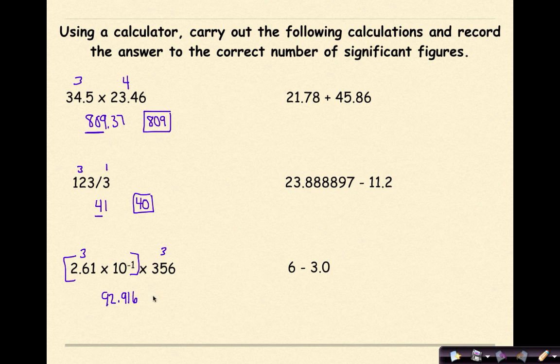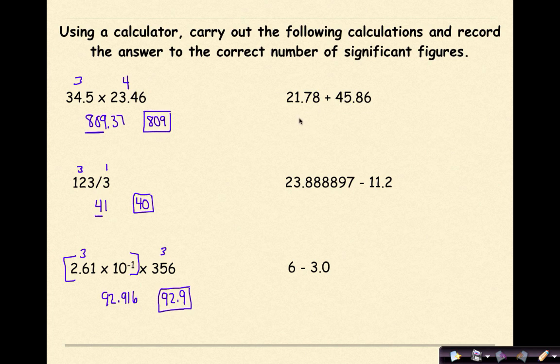When I do that, my answer is 92.916. So when I work this out, I'll keep the 9, the 2, the point, the 9, and then I'm going to round down the rest of the way. So my final answer for this one is 92.9 to 3 significant figures. Alrighty, let's go on to the next one. I have 21.78 plus 45.86.